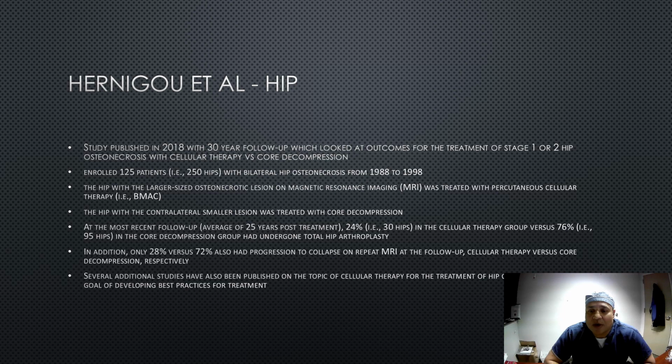At the most recent follow-up, an average of 25 years post-treatment, 24% in the cellular therapy group versus 76% in the core decompression group had undergone total hip arthroplasty. So as you can see, the rate in the bone marrow aspirate concentrate or cellular therapy group was much less, in fact 2/3 less than in the group treated with core decompression. In addition, only 28% versus 72% also had progression to collapse on repeat MRI at follow-up in the cellular therapy versus the core decompression group, respectively.